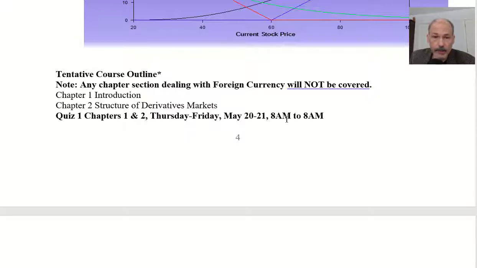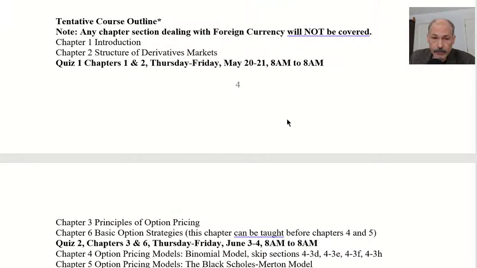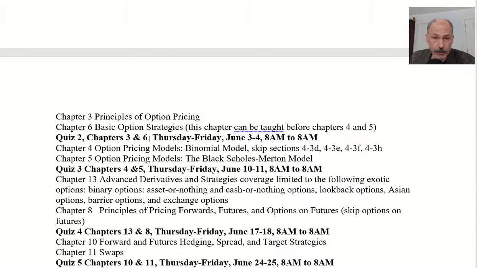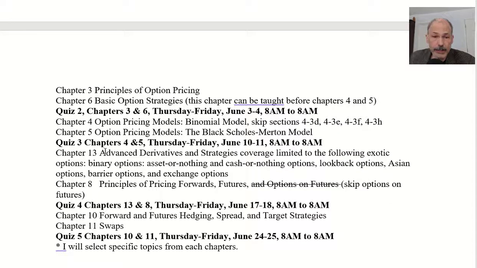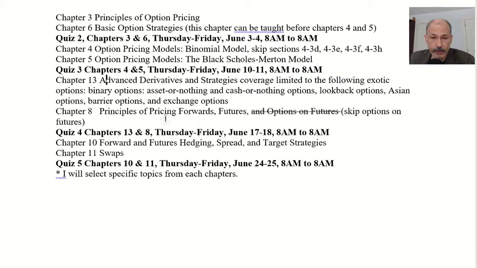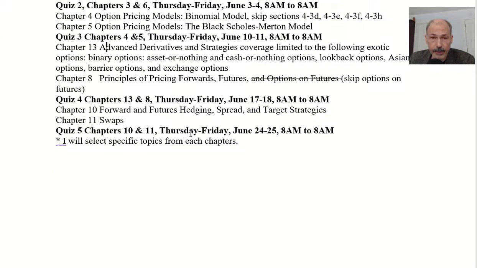So quiz 1 is right in the first week. And then we have quiz 2 on chapters 3 and 6. You don't need to know 4 and 5 to get the 6. And so it's June 3rd and 4th is the second quiz. Then we go back into chapters 4 and 5. And then so on. And then we continue on. And the last quiz, quiz 5, will be on June 24th to 25th.